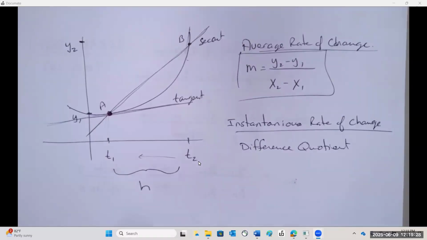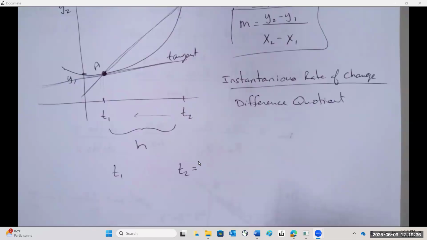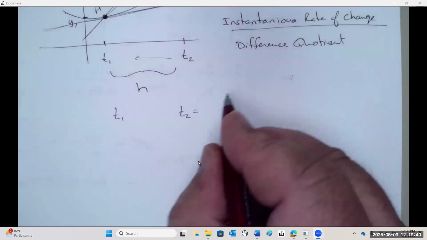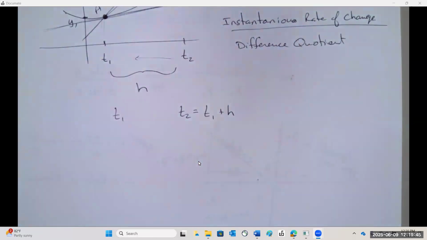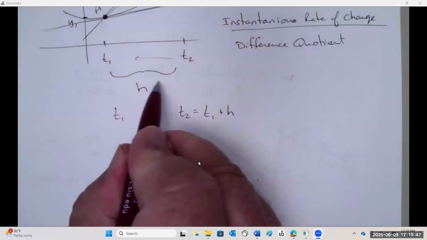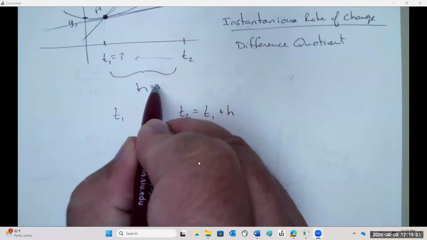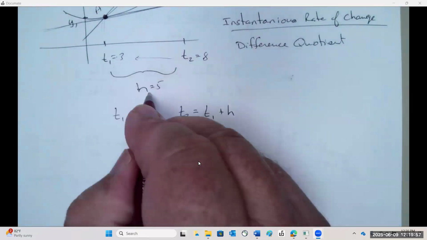If you think about it, if I started off with some value t1, how do I get to t2? Well, I start off at t1 and I add h to it. Right? If that's h. So if this was 3 and h was 5, what is this value? 8. 3 plus 5 is 8.